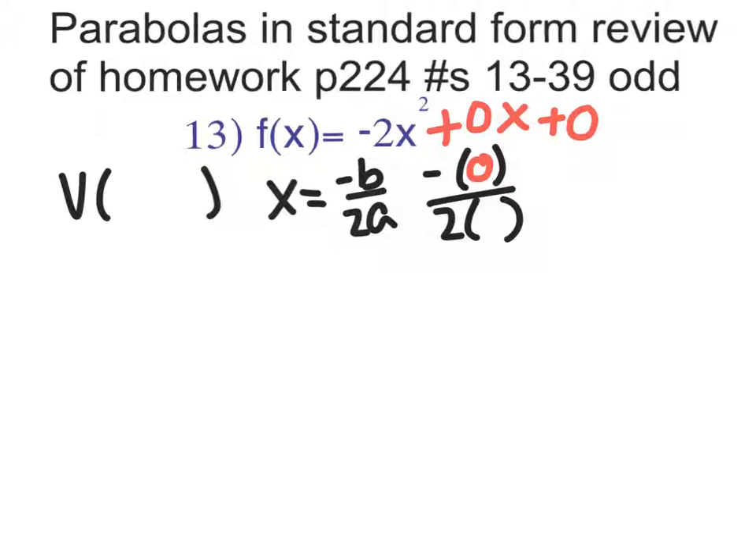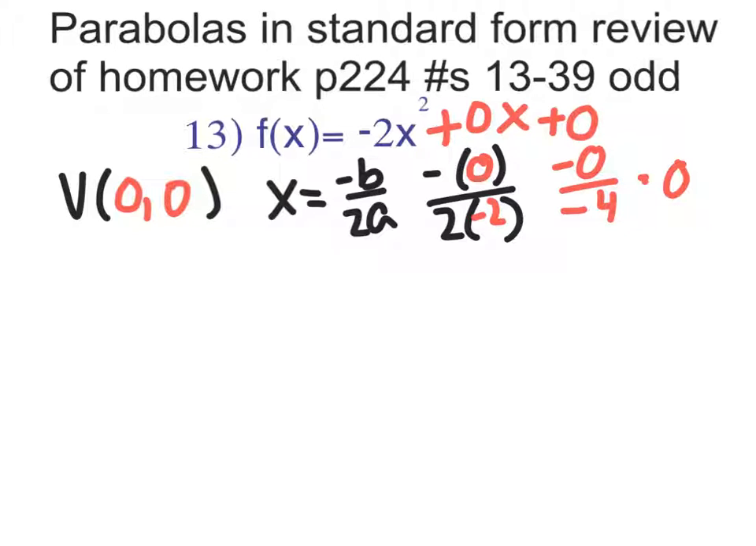What's the a value? It's negative 2. So it doesn't really matter because negative 0 is still 0, and divided by any number is still going to be 0, correct? So our vertex x value is 0. We want the y value of the vertex. How do you find that? You simply plug it in. Take your x value, plug it in right there. 0 squared times negative 2. What's your answer going to be? 0. That's right. So your vertex is 0, 0.